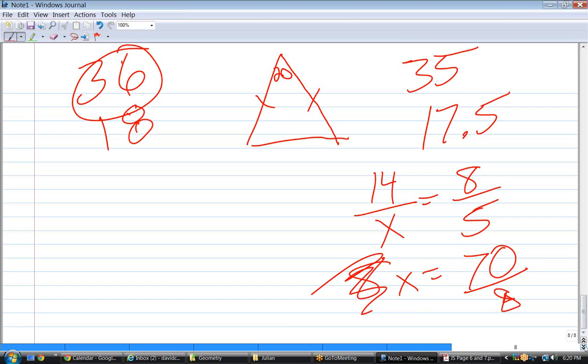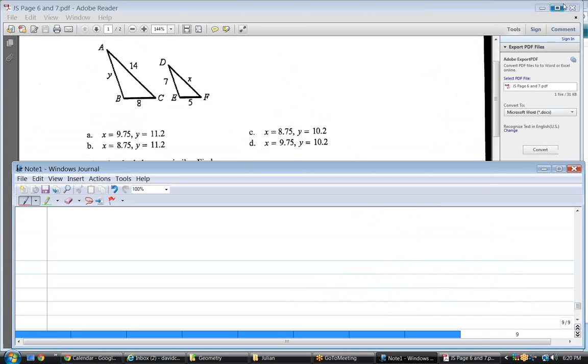Okay. How do you set up to solve for y? So y over 7 equals 5 over 8? Don't switch. Oh, wait. Don't switch them. That's the only mistake you can make on these, is to switch the order. If you're going to go big over little, then stay big over little.